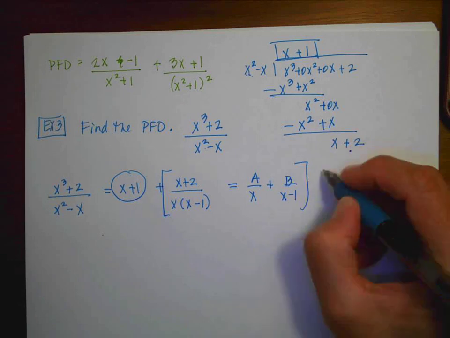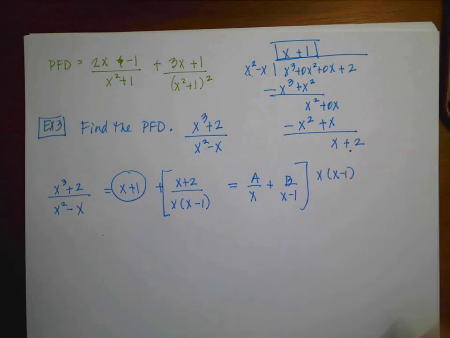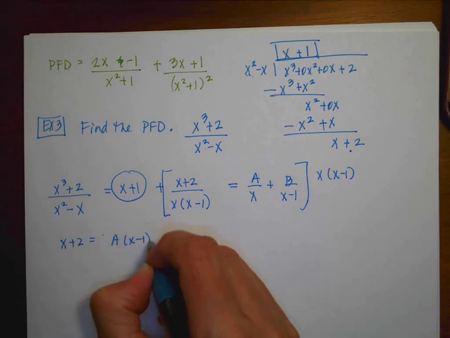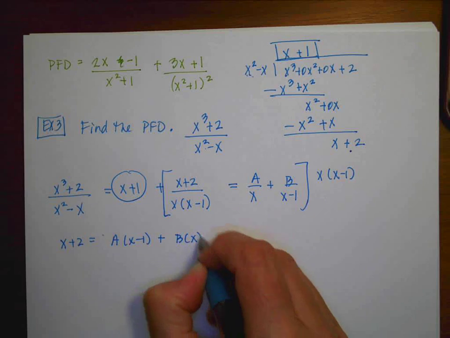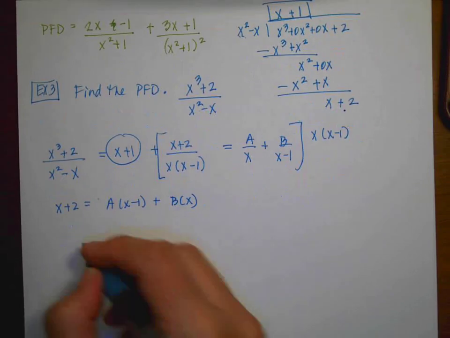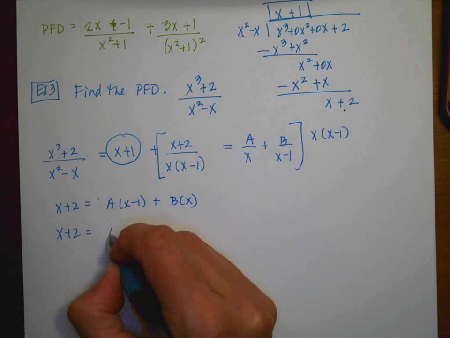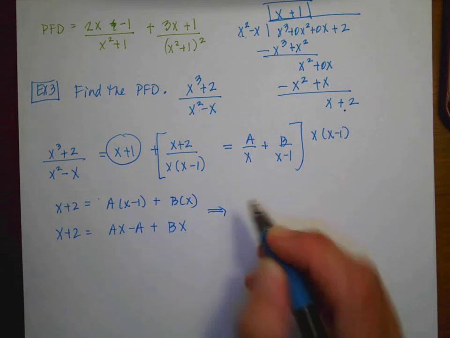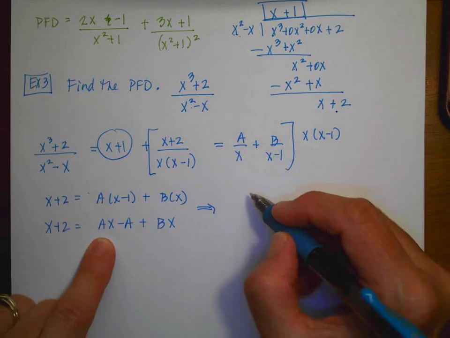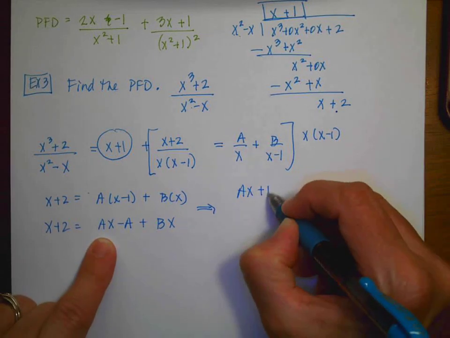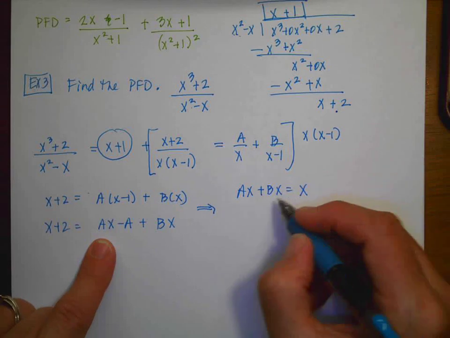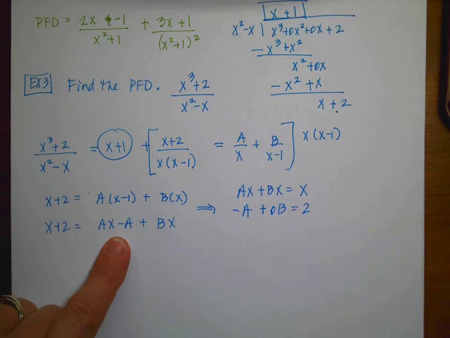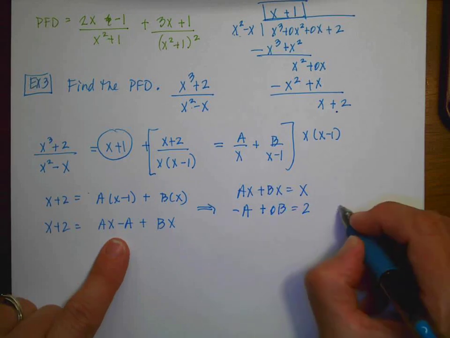I'm going to circle that so I don't forget it, and I'm going to multiply by the original denominator. And so I'm going to get x plus 2 is equal to a times x minus 1 and b times x. I'm going to expand my equations, so I get x plus 2 is ax minus a plus bx. I'm going to write my equations. I'm going to do the linear first. Ax plus bx is x, and then my constant, a negative a plus 0b is equal to 2.